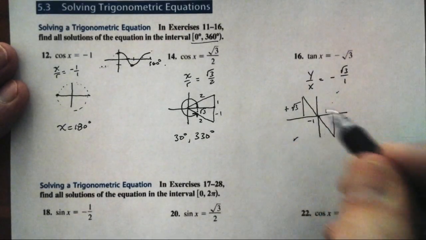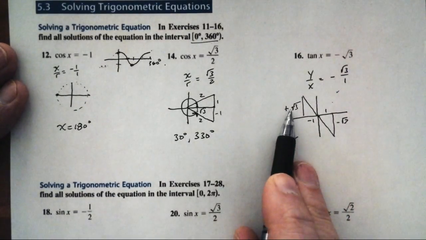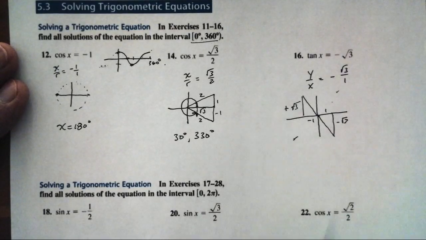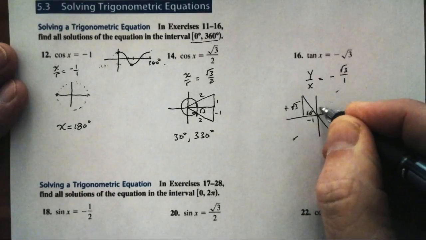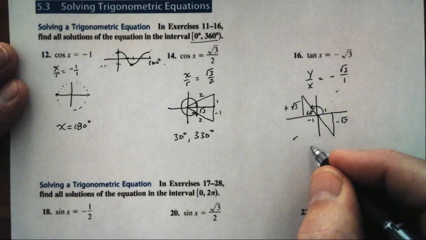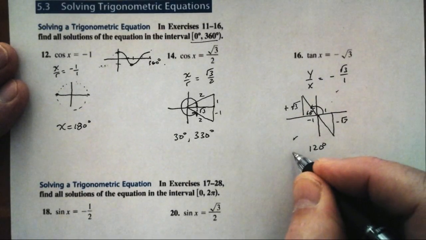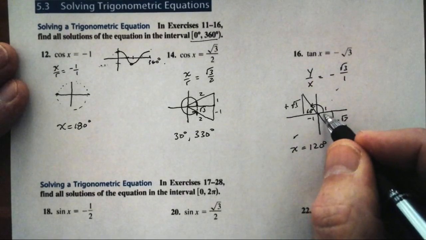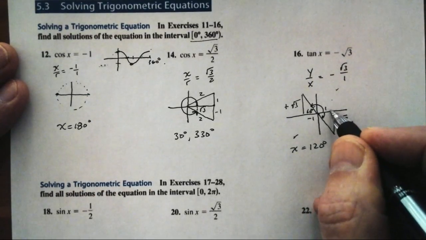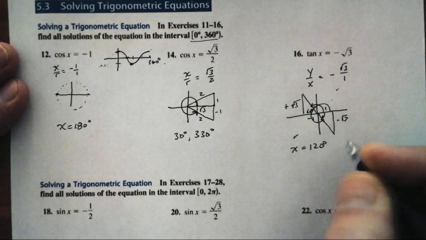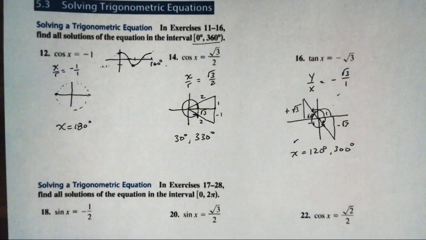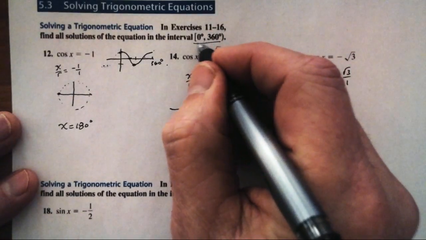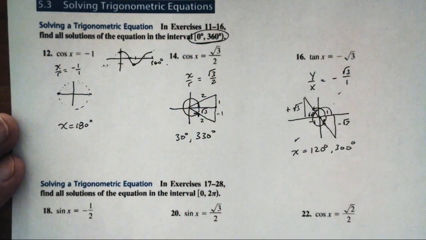I'm sorry, this is positive square root of 3. Positive square root of 3 on -1, negative square root of 3 on +1. So if this is a 60-degree angle in here, which it is, then we're 120 degrees short of 180, and we don't call this one -60. We're 60 shy of 360, 300 degrees. So I guess the most important thing there is reading the directions, what are they really looking for?